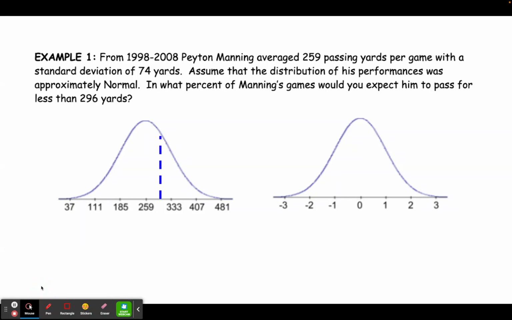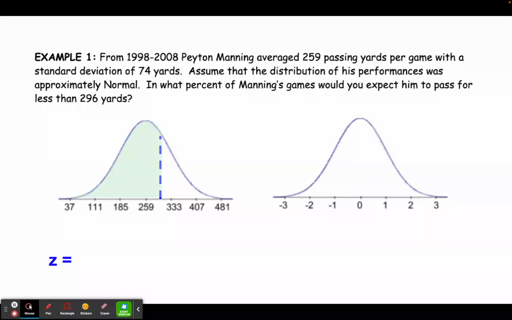First I'm going to draw a vertical line in about where I think 296 yards is. Step number 2 is to shade. Less than 296 would be everything to the left of that. So that's step number 2. The next thing we want to do is calculate a z-score for this performance. We know that it's somewhere between the mean and one standard deviation above the mean, but we need to know exactly where that value falls. So we'll calculate our z-score.